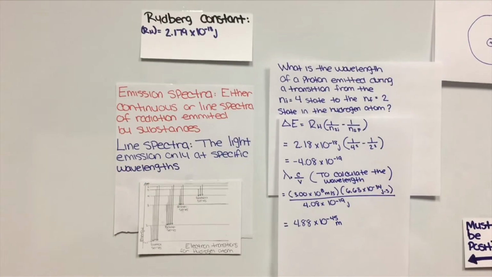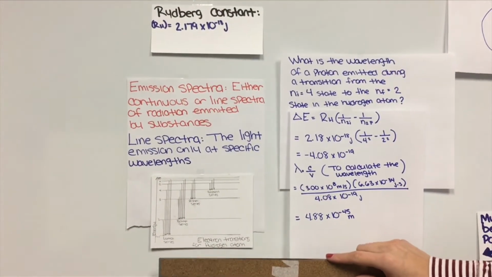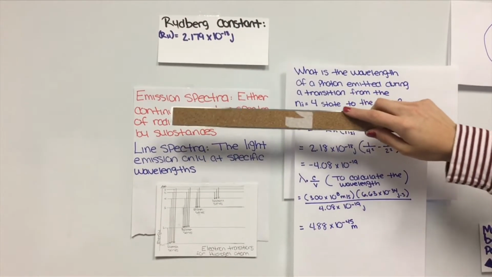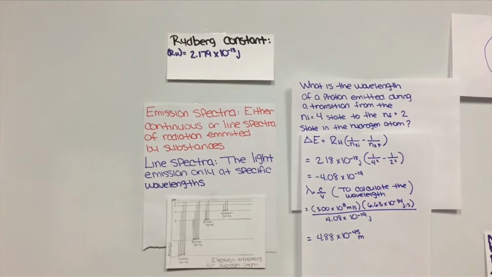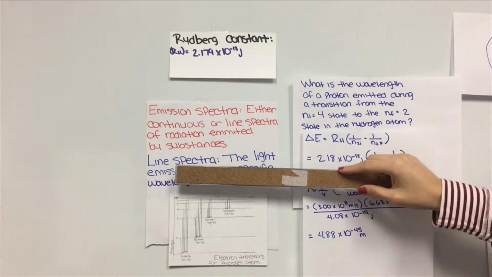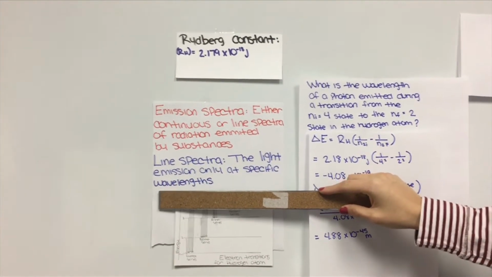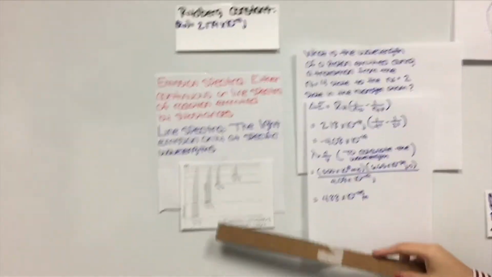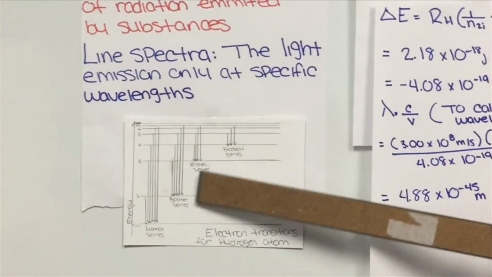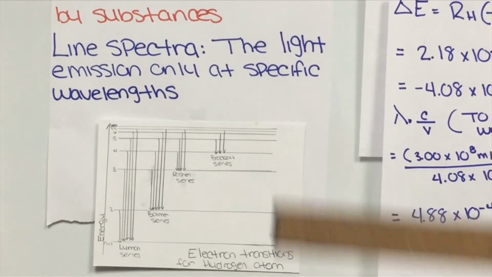In order to understand the electron transitions for the hydrogen atom, we must know what emission spectra means. It means either continuous or line spectra of radiation emitted by substances, and line spectra means the light emission only at specific wavelengths. Each energy group has its own category name. One of them is the Lyman series, Balmer series, Paschen series, and Brackett series.